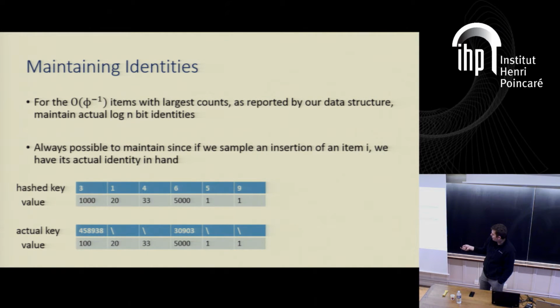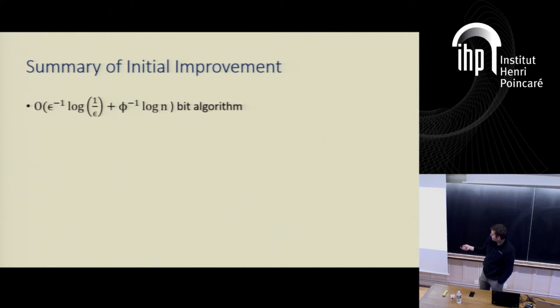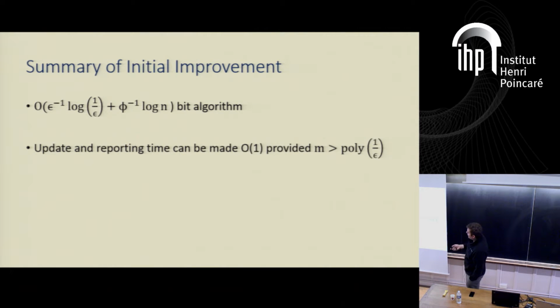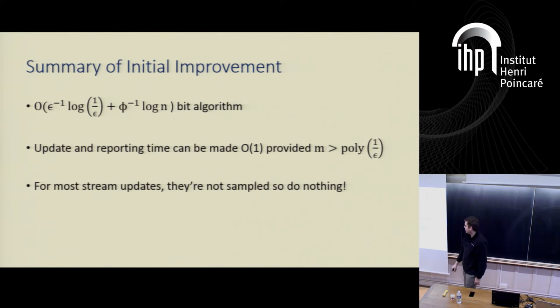Okay, let me just summarize where we are. We got 1 over epsilon log 1 over epsilon plus 1 over phi log n bits of space, which was almost optimal. As I said, when the number of updates is large enough, you can basically make all the update times constant just by spreading out the work across enough updates, because most stream updates are not sampled and we're doing nothing. Okay?